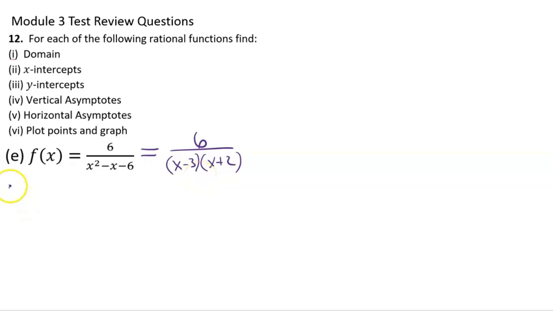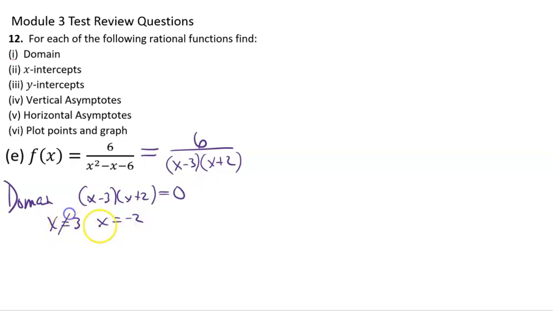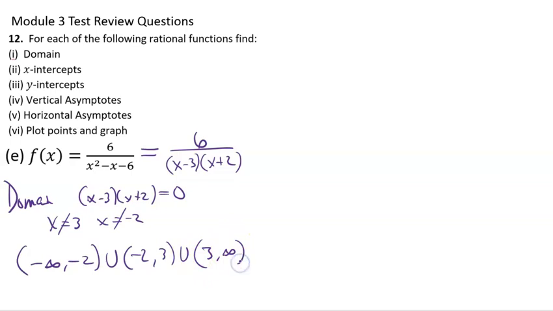So that means my domain is just where the denominator is equal to 0. If it's factored and equal to 0, that means each factor equals 0, and I get x equals 3 and x equals -2. Really, we're taking those out of the domain. So my domain goes from negative infinity to the lowest number, which is -2. It picks back up and goes from -2 to 3, and then the graph picks back up again. I need a union symbol or a comma in between here, and it goes from 3 to infinity.